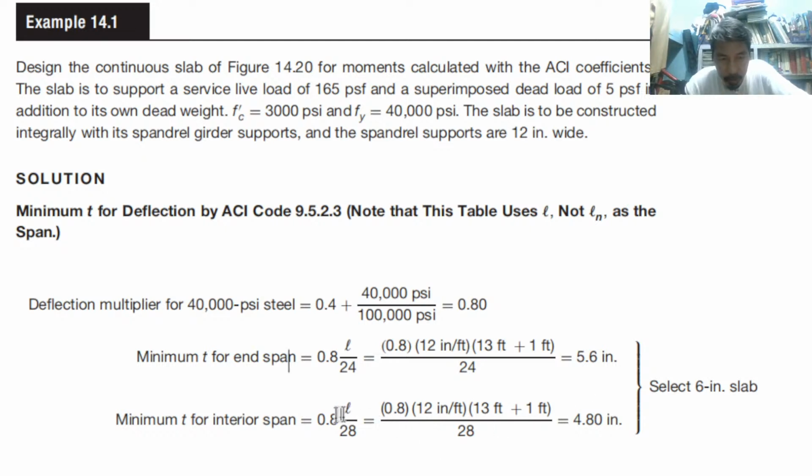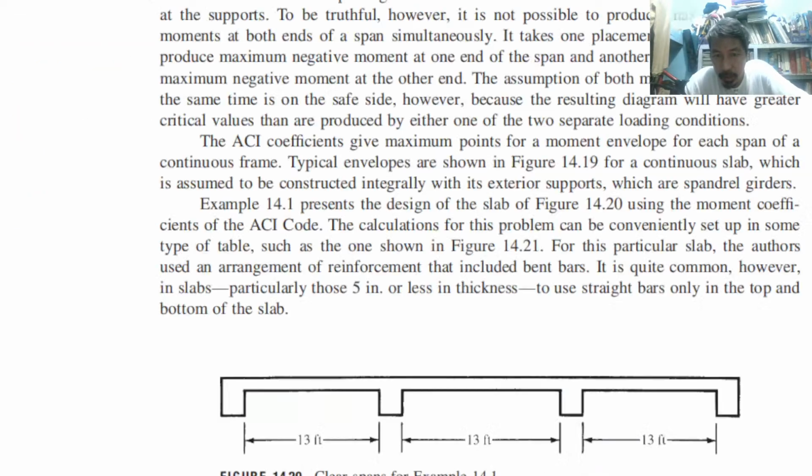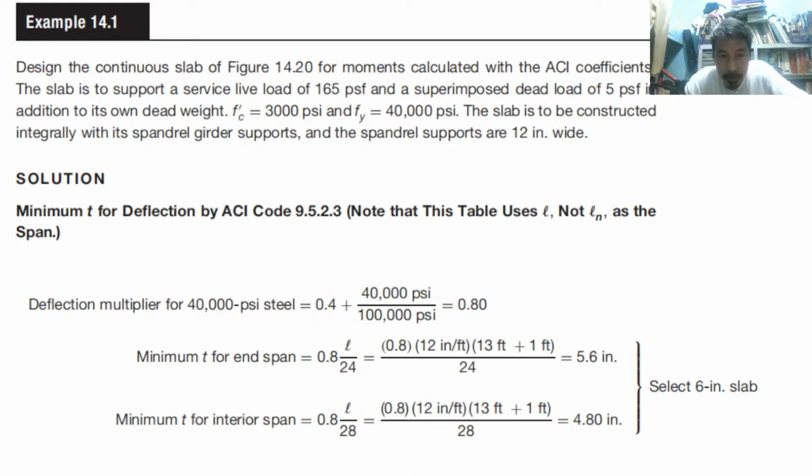So on here, again, L is 13 plus 1. Here, this is 13 and this is 1. 1 foot is equal to 12 inches. So that's why it is from center to center, that is 14. 13 plus 1. So that's why we have here, then divide by 28 this time because we are interior. So these are for the thickness. 5.6 versus 4.8.